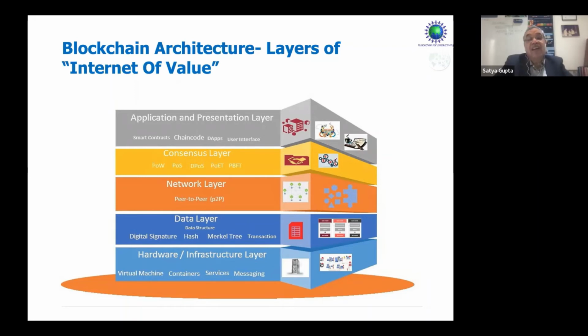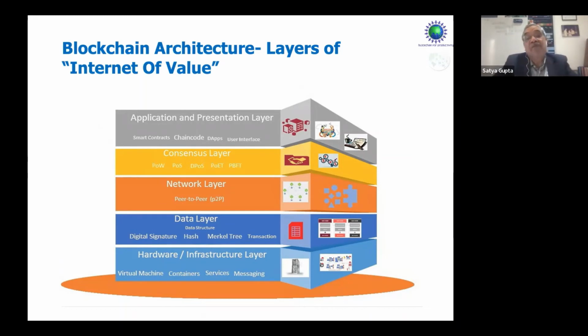And then you have the network layer, and here the network is peer-to-peer. So you just connect from one node to another node. There is no middleman in between. And then you have a consensus layer, and that is the main intelligence part of the blockchain. You can have consensus, as I mentioned, proof of work, proof of stake, DPoS. Then there are different things, and I mentioned proof of ownership, proof of impact. You can make your own consensus layer actually.